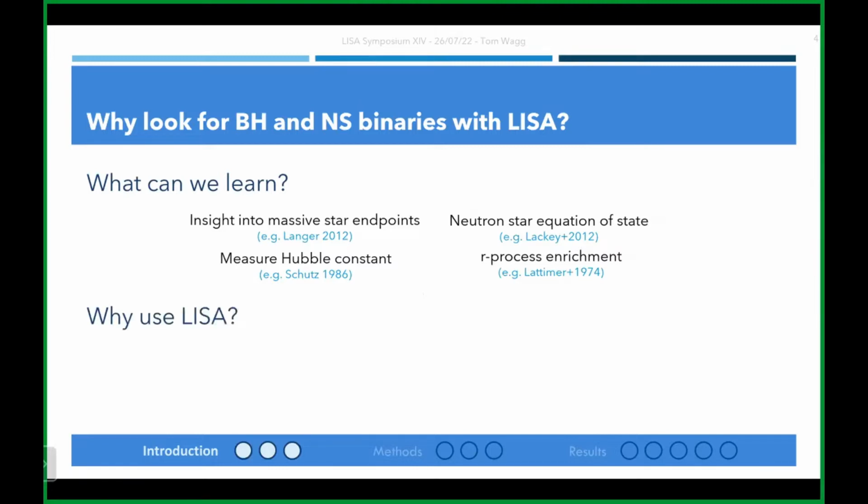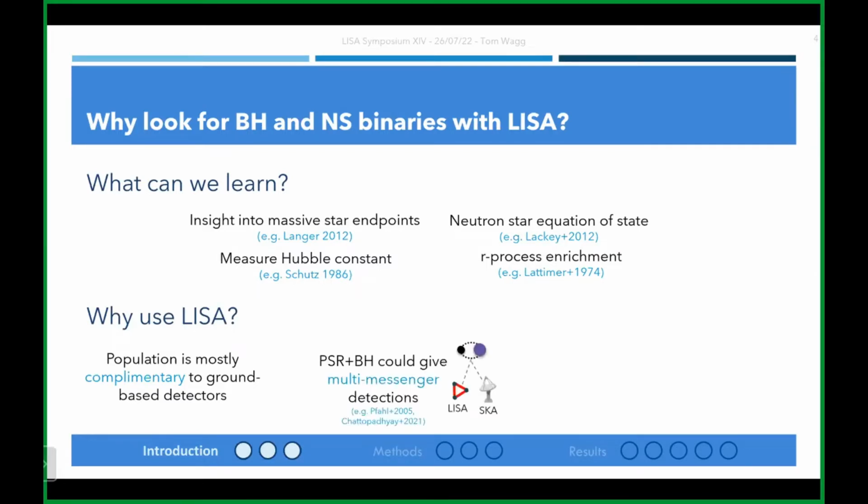So why use LISA? What's the point of that? Well, the population tends to be quite complementary to ground-based detectors. We're not necessarily looking at those higher mass black holes. We're focusing more on the lower mass, and there's lots of other differences as well. Eccentricity, as I mentioned, gives us better insights into everything.